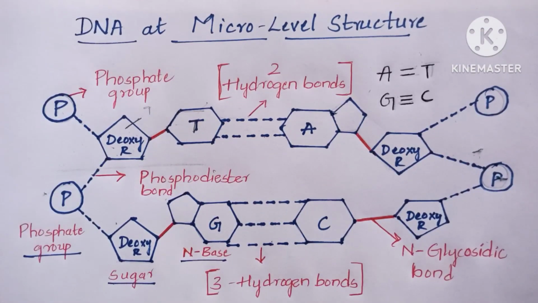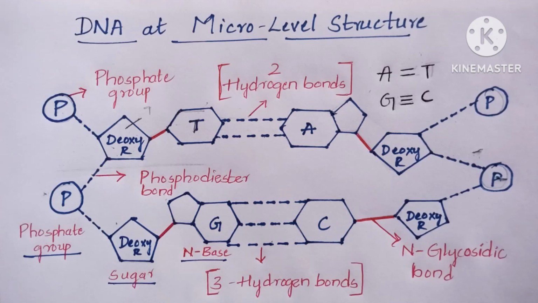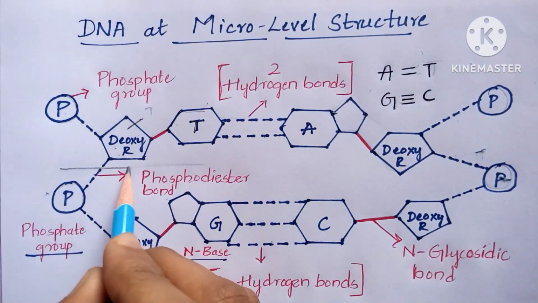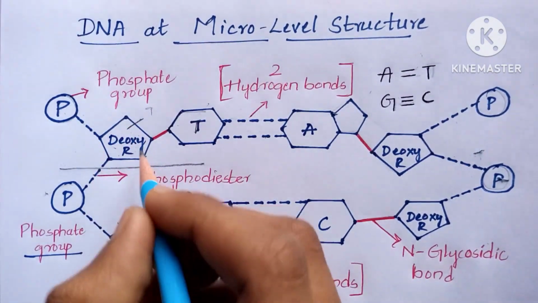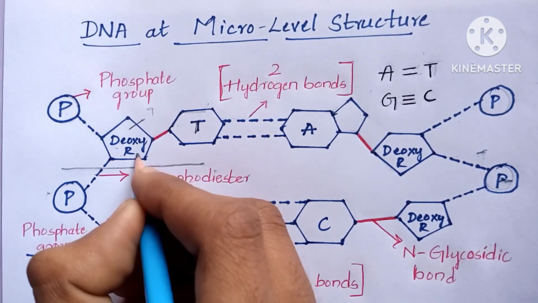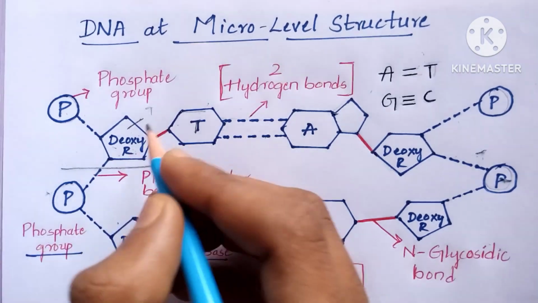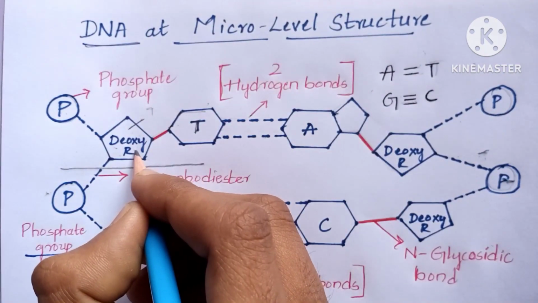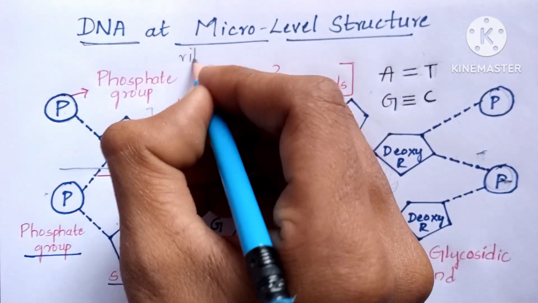Now let us understand the arrangement of the nitrogen base, sugar molecule, and phosphate by the example of DNA. Here is the example of DNA at the micro level structure. As you can see, let us concentrate on this portion. This is the sugar molecule, and it is written that it is deoxyribose. As I have mentioned earlier, the 5-carbon sugar present in DNA is known as deoxyribose, and the 5-carbon sugar present in RNA is known as ribose sugar.